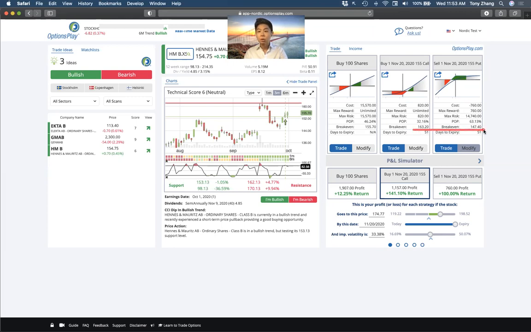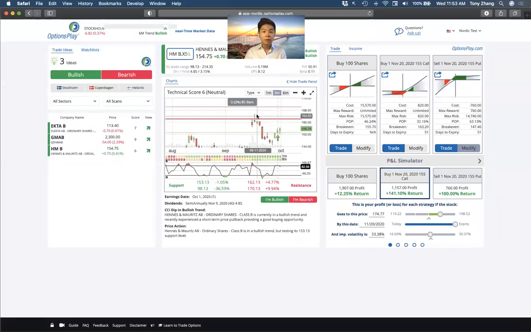The break-even price tells you at what point these strategies break even. So H&M's trading at 154. The break-even price on this call option is 163, which is basically this recent high up here. So you have to ask yourself, by November 20th, which is 51 days away, that's plenty of time, do I think H&M will be above 163 or higher by that date? If the answer is yes, then you might consider buying that call option. But keep in mind, 163 is just the break-even price. You're not profitable at 163. You're only profitable above 163.